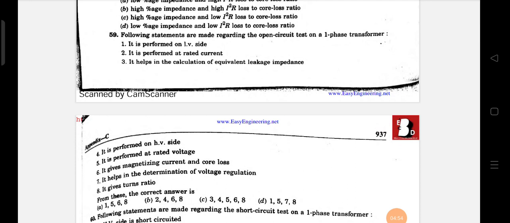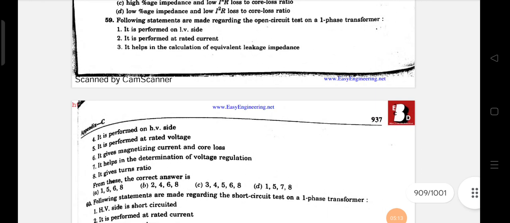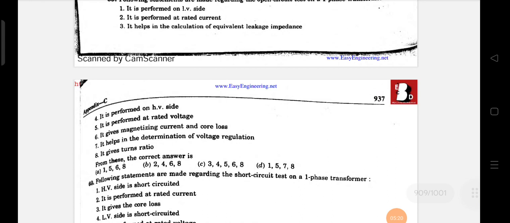Next, the third option: it helps in the calculation of equivalent leakage impedance. That is also not correct, that is calculated in the short circuit test. Next, it is performed on the HV side. That is also not correct, HV is open circuited. Next, it is performed at rated voltage. That is correct. Next, it gives magnetizing current and core loss. The OC test is used to find the no load currents and no load branch parameters. That means magnetizing current and the core loss component of current are the no load branch. That means the sixth one is also correct.